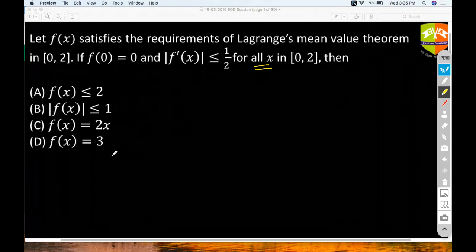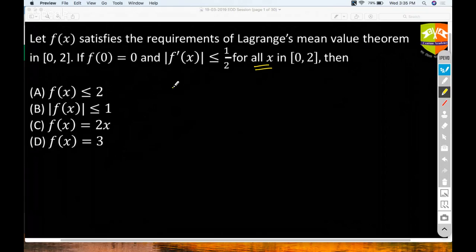Okay, so Atmesh, Rohan, anybody else? All right, so mostly people are saying option B. So basically, this is the application of Lagrange's mean value theorem.